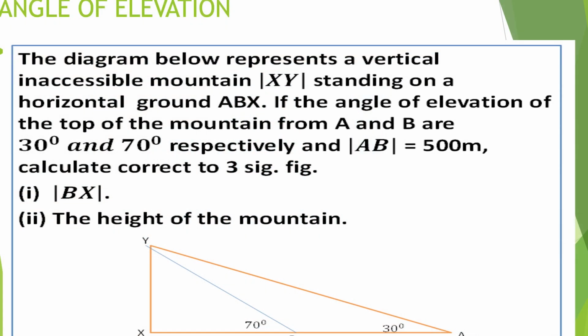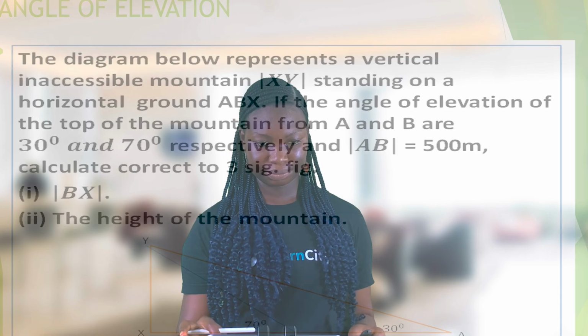Our second example is taken from angle of elevation. The diagram below represents a vertical inaccessible mountain XY standing on a horizontal ground ABX. If the angle of elevation of the top of the mountain from A and B are 30 and 70 degrees respectively, and AB is 500 meters, calculate, correct to 3 significant figures, BX and the height of the mountain.